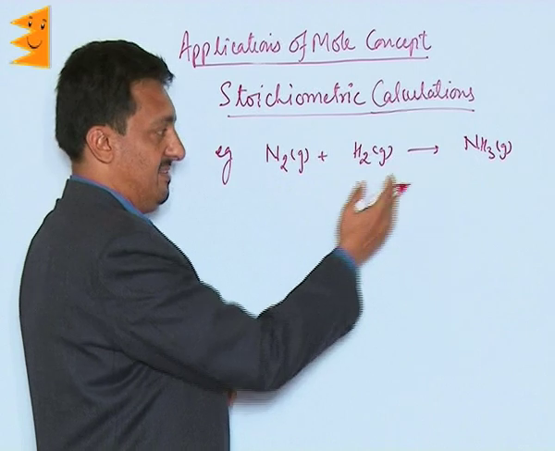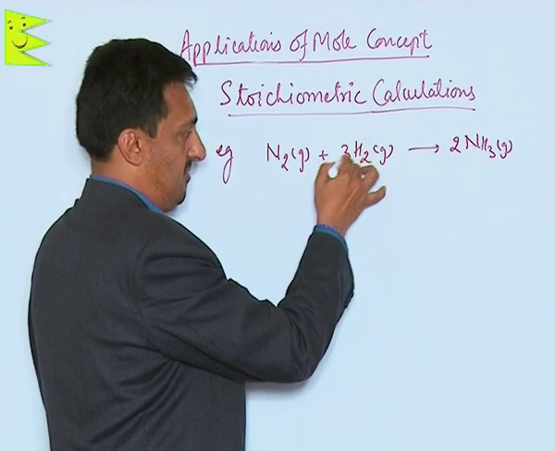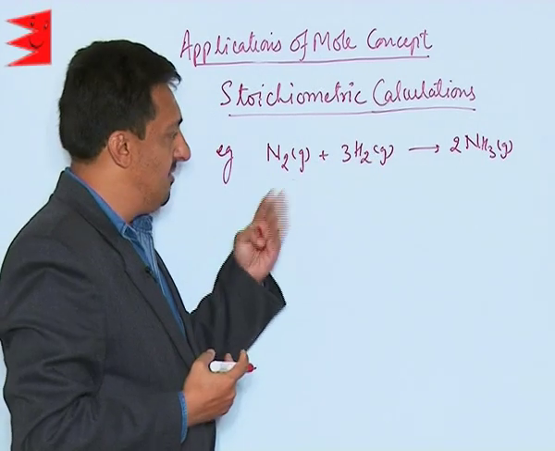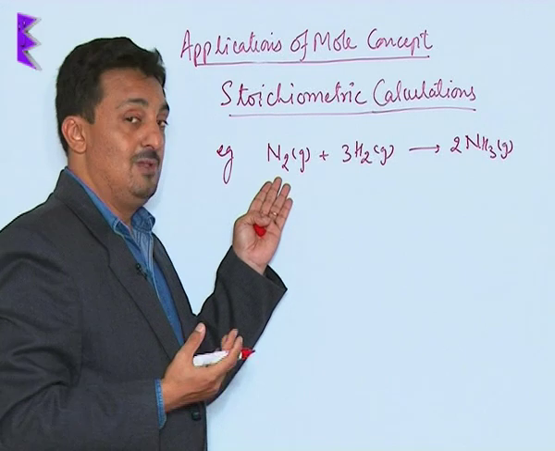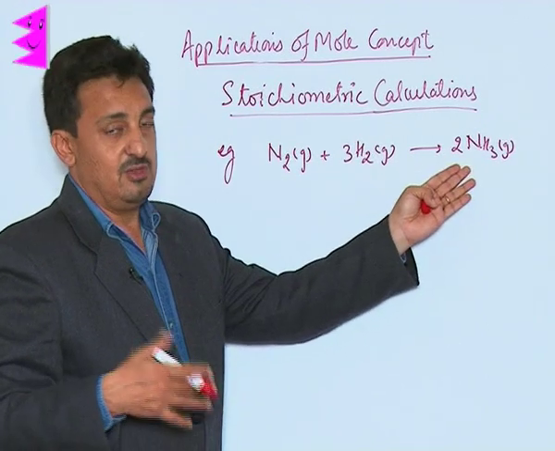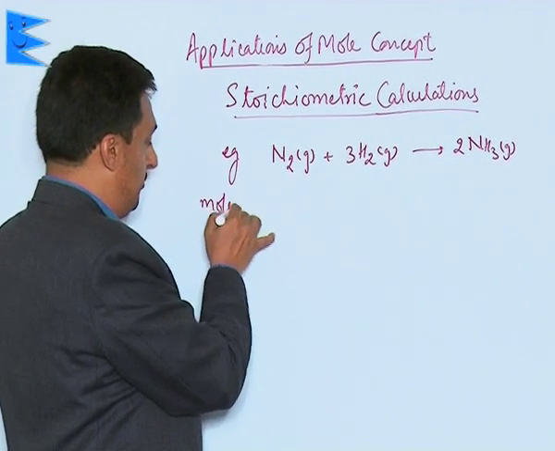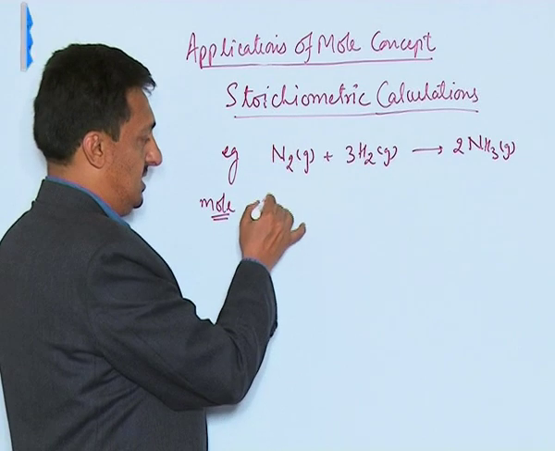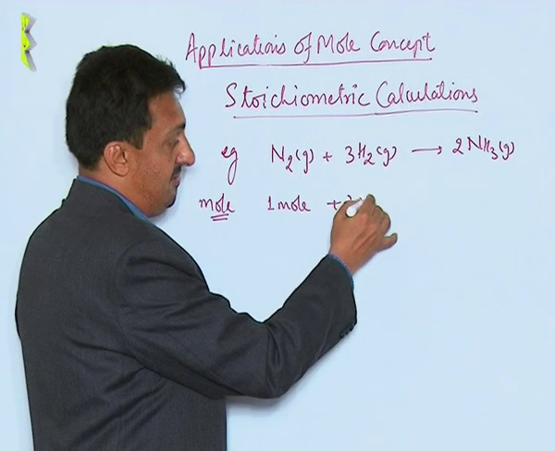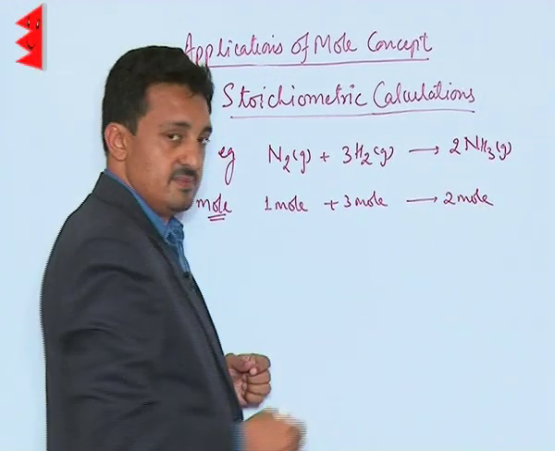Now, this is not balanced, so you have to balance it; it will be twice and thrice. If we use our previous knowledge, we read this reaction as one molecule of nitrogen reacts with 3 molecules of hydrogen to give 2 molecules of ammonia. Now, in terms of moles, we can read this as 1 mole of nitrogen reacts with 3 moles of hydrogen to give 2 moles of ammonia.